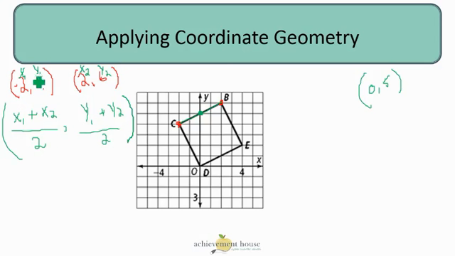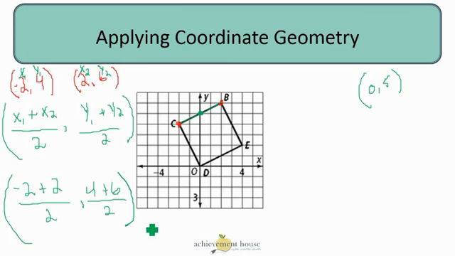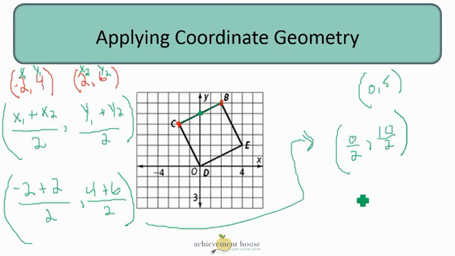If I substitute my x1 and my x2 in there, I'm going to get negative 2 plus 2 all over 2. And I plug my y1 and my y2 in, I get 4 plus 6 all over 2. So negative 2 plus 2 is 0, so I'm going to have 0 over 2. And 4 plus 6 is 10, 10 over 2. If I reduce those fractions, I do indeed get (0, 5) for my midpoint.